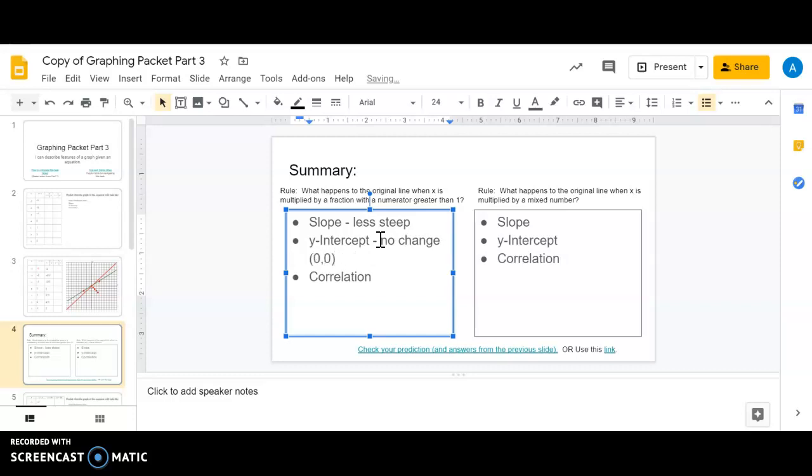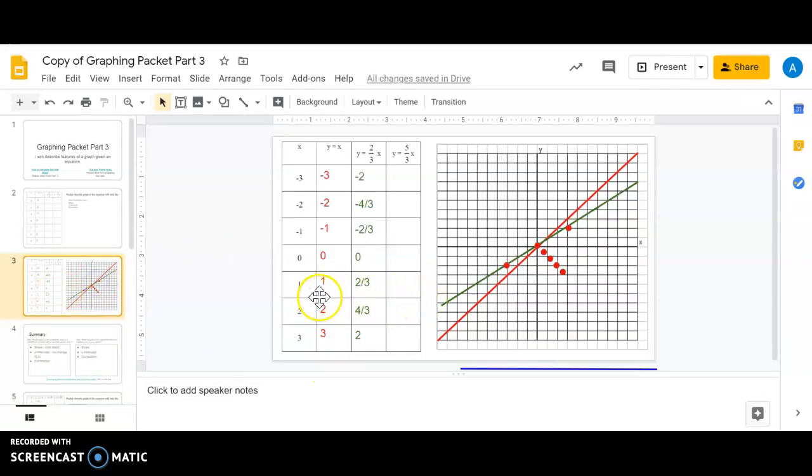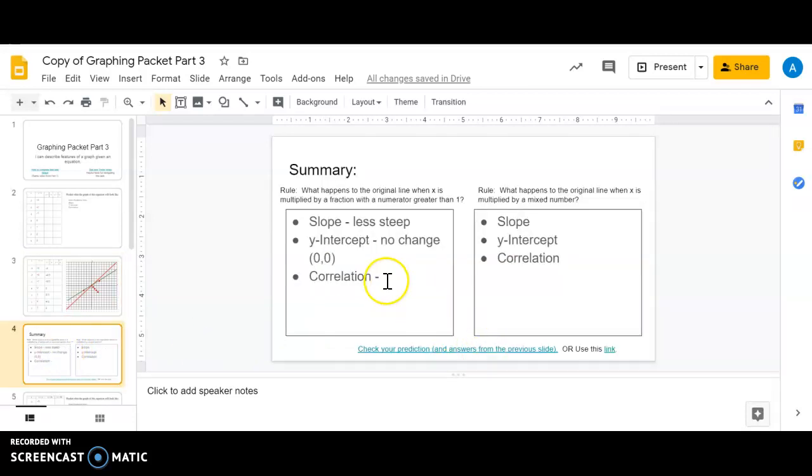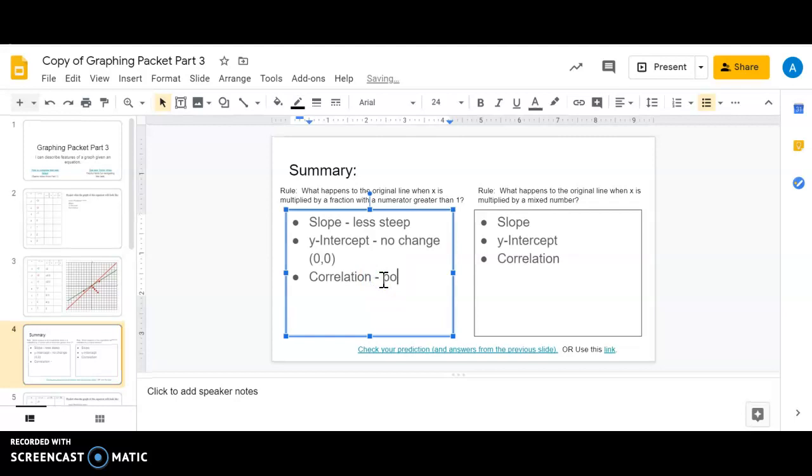So you can actually tell me what the y-intercept is. And when I look at my correlation, left to right, if I were walking from the left up to this line, I'm going to look up. It's going to be an uphill. So my correlation in this case is going to be positive, okay?